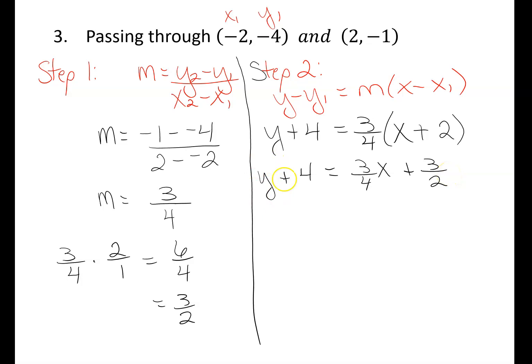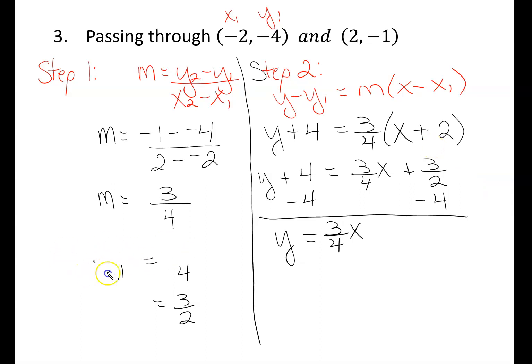All right, next step, we want to get the y by itself, so we're going to subtract 4 on both sides. So we have y equals 3/4 x, and then we need to do this operation, 3/2 minus 4. Again, I'm going to do some work out to the side. We want to give that answer as a fraction, not as a mixed number and not as a decimal. So if I want to do 3/2 minus 4, let's make it 4/1.